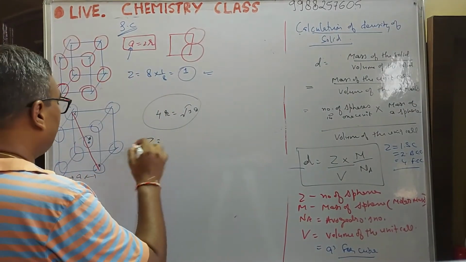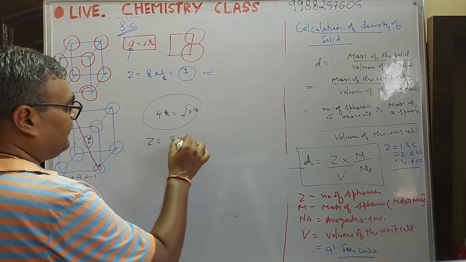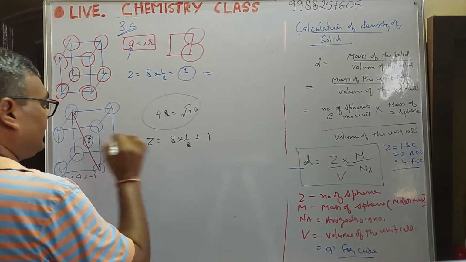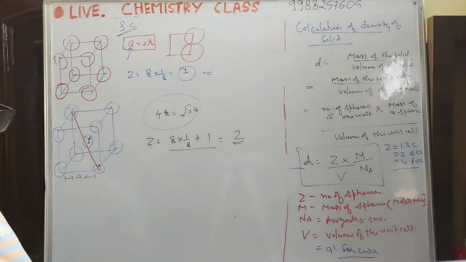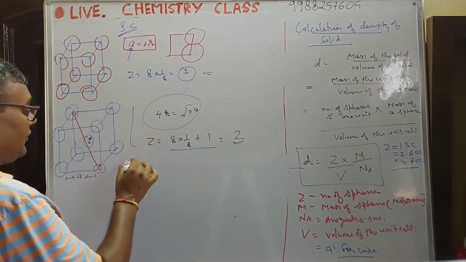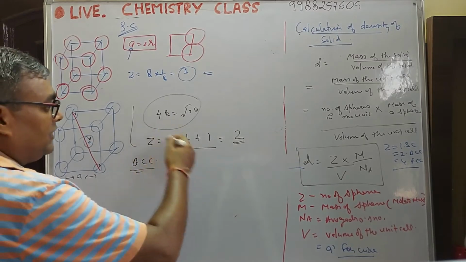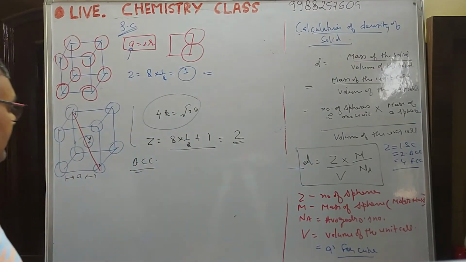यहाँ पे number of spheres कितने होंगे बेटा, 8 corners contributed 1 by 8 plus 1 at body center, it gives the 100% contribution. Value of Z is 2. ठीक है. This is for BCC. Data needed we can use to calculate density.